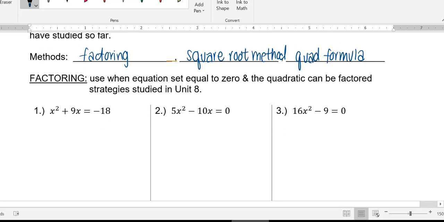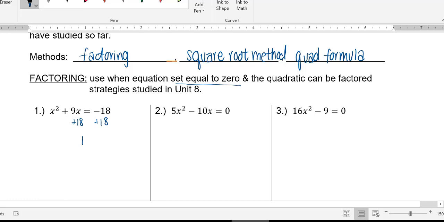With most of these, we're going to get everything on one side. So we're going to add that 18 over, and we have that x squared plus 9x plus 18 is equal to 0. So when we're factoring, we set everything equal to 0, and we can factor that quadratic.